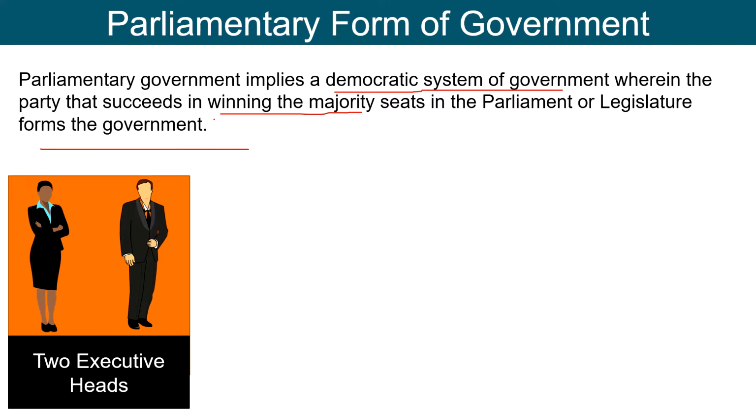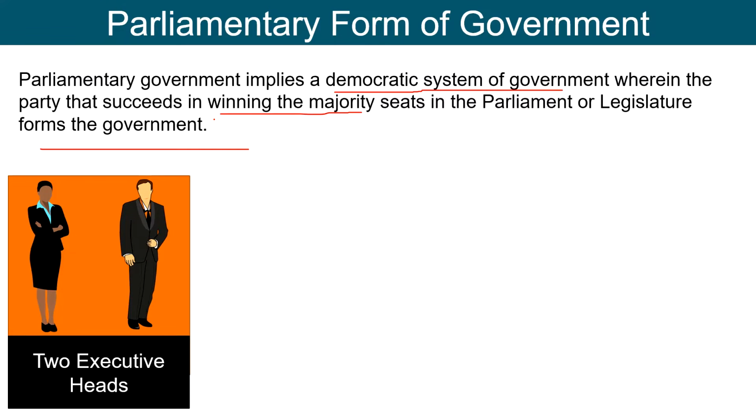Two executive heads. In this form of government, there are two executive heads, that is, the head of the state and the head of the government. While the head of the state is the nominal head, the head of the government is the real head. Head of the state is the symbolic representative and his role is non-political and formal. The head of the state can be either hereditary or elective.